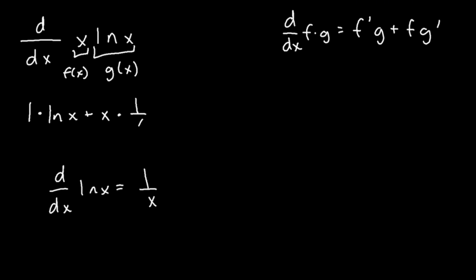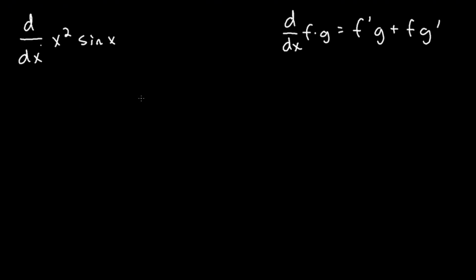So the derivative of g of x is 1 over x. So if we simplify this, we get ln of x plus, well, since these x's cancel out here, you just get ln of x plus 1 as your derivative for x ln of x. So let's go ahead and solve for this derivative.